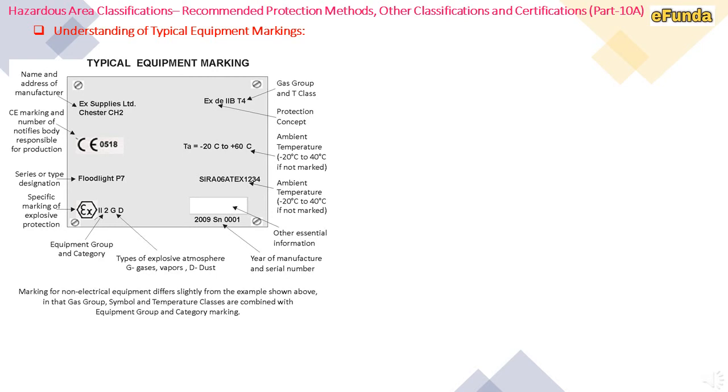Right hand side, gas group and temperature class, protection concept, that is EX, D, E or I type is required. Ambient temperature range, then ambient temperature, if it is not marked, it's understood, that is -20 to 40 degrees Celsius. Other essential information required based on the client specification, year of manufacturing and the serial number.